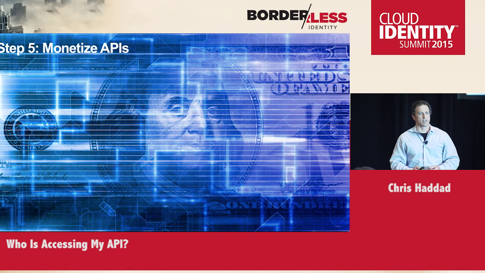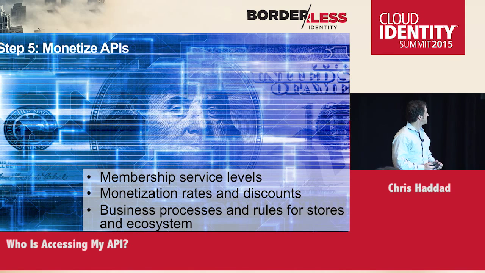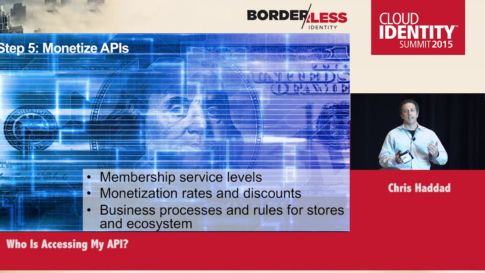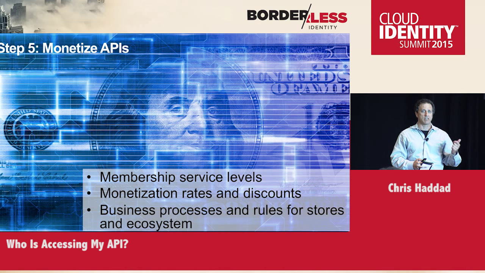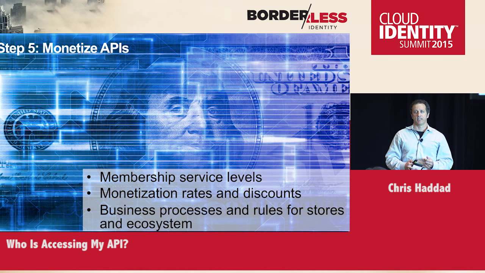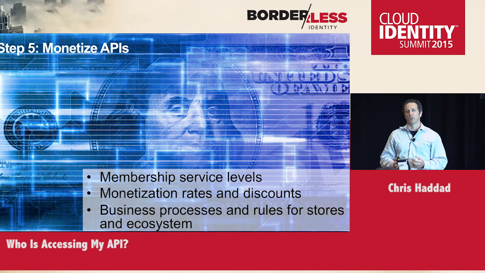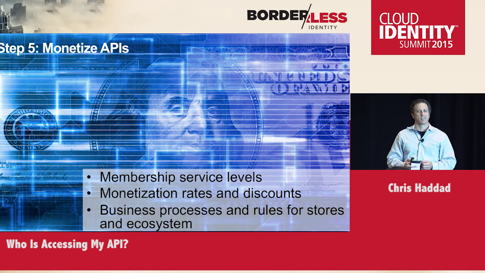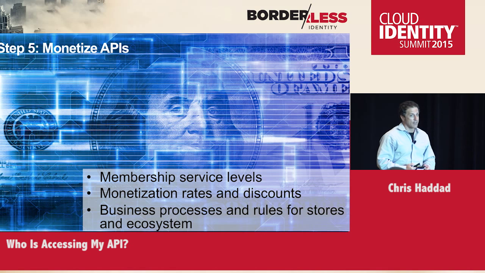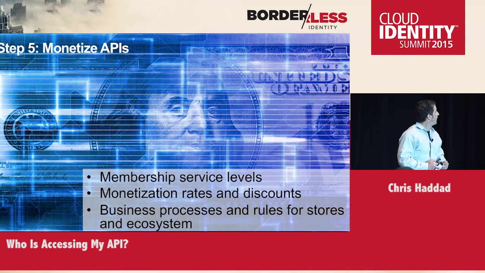Here's some examples, again, from, say, the hospitality industry. I understand your membership service level. I understand whether you're a gold, platinum, or diamond customer. And I can change what the API has to offer you. They knew I liked to golf, but I didn't sign up for golf balls.